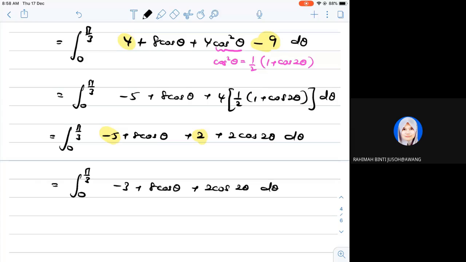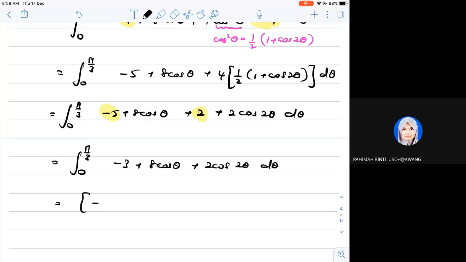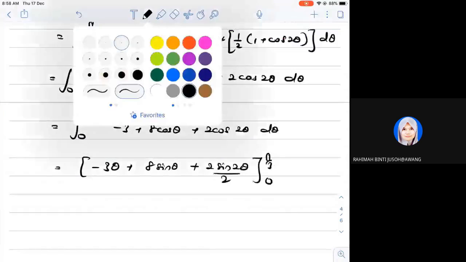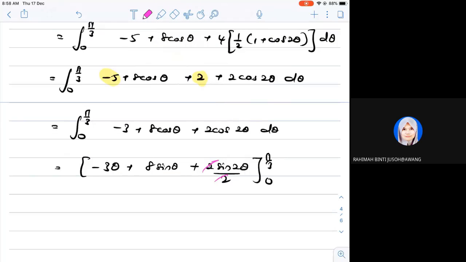Okay, so now integrate negative 3, we have negative 3 theta. Integrate 8 cos theta becomes 8 sine theta. Integrate 2 cos 2 theta, so it becomes 2 sine 2 theta over 2. Okay. So substitute pi over 3 and 0. Of course, this one you can cancel. Alright. So let us substitute the value. We have negative 3 times pi over 3.